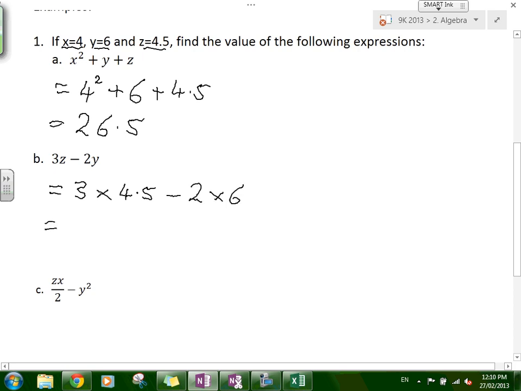So 3 times 4.5 is what? 13.5 minus 12, and the answer is exactly 1.5. Okay, so again, you take a given, what the value is, and then you substitute it into the expression.